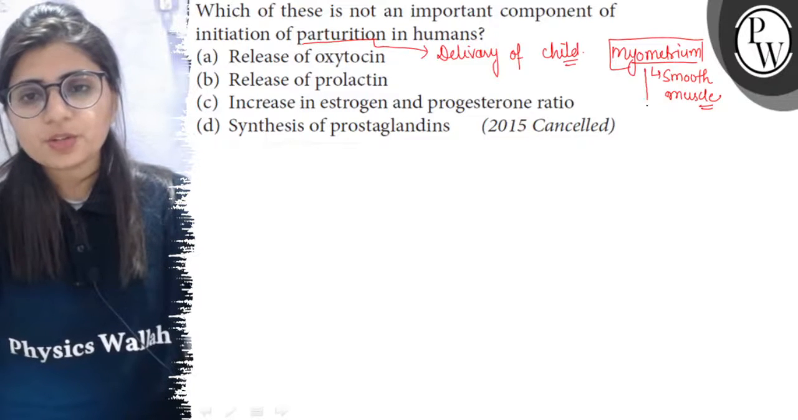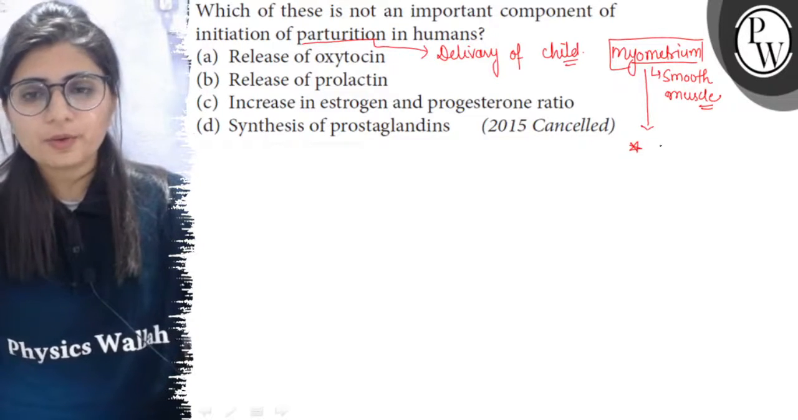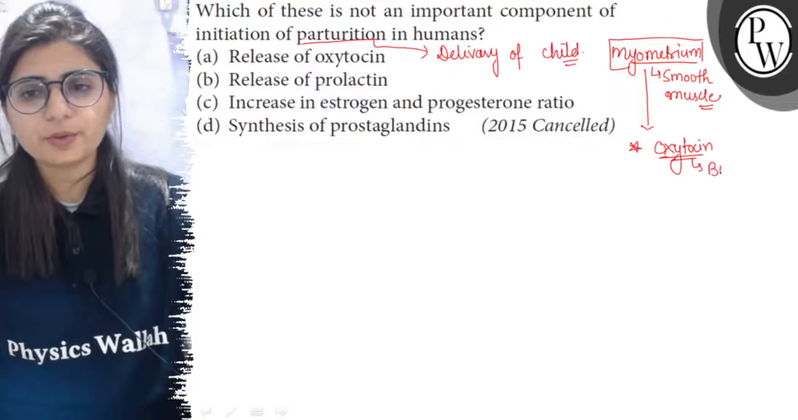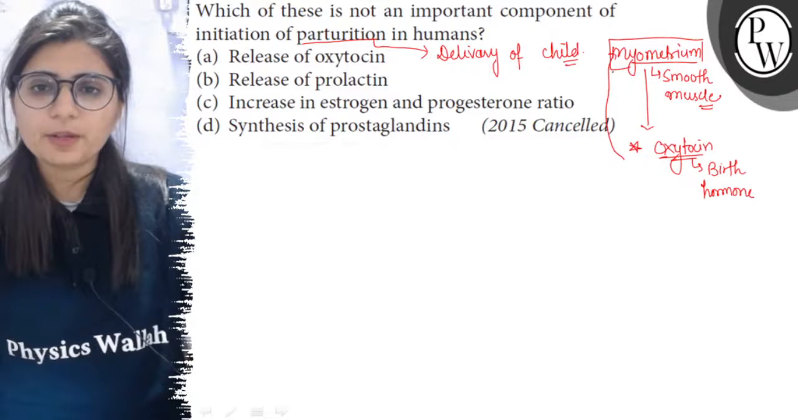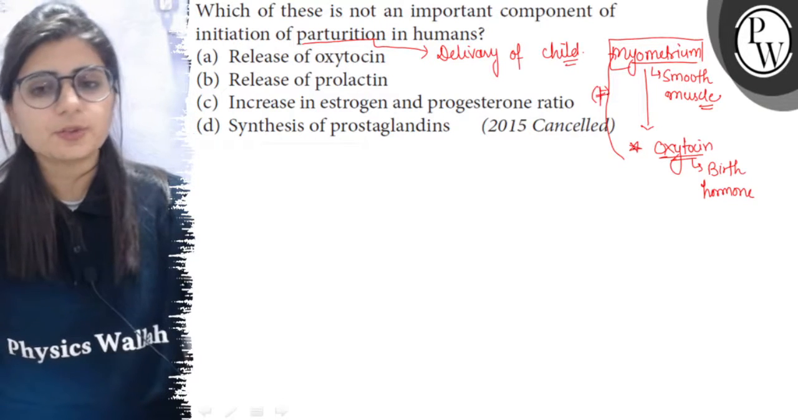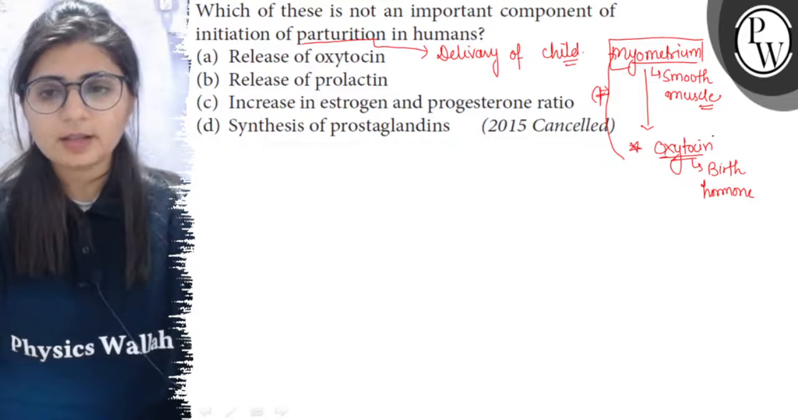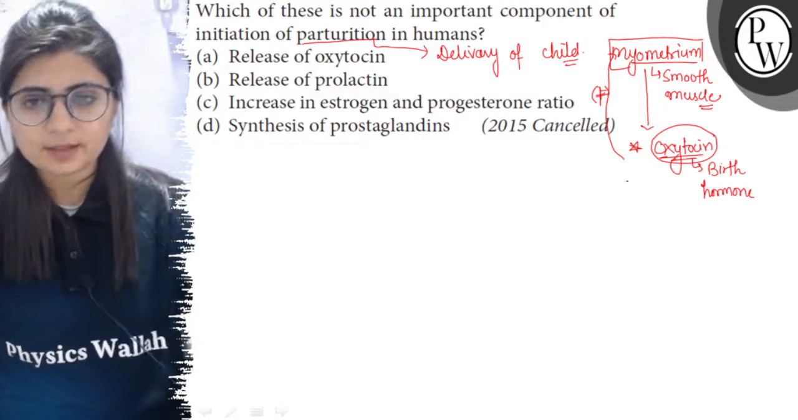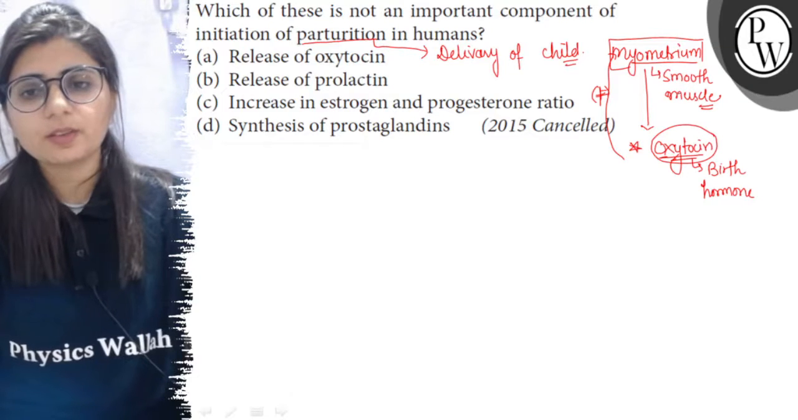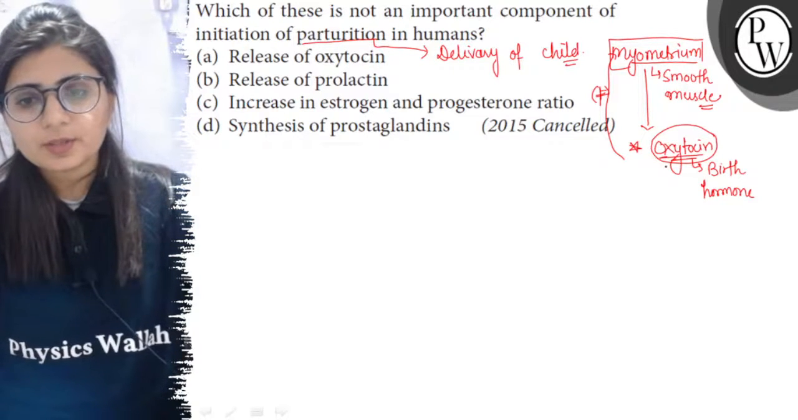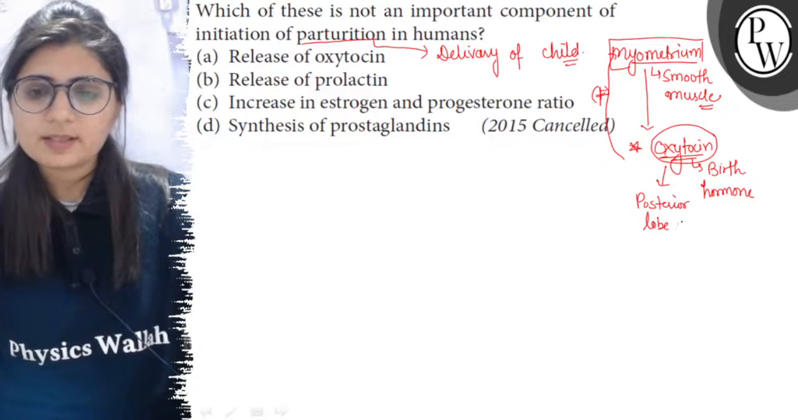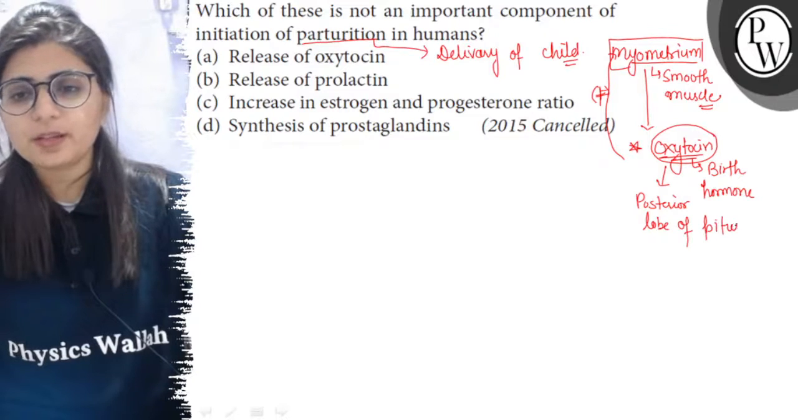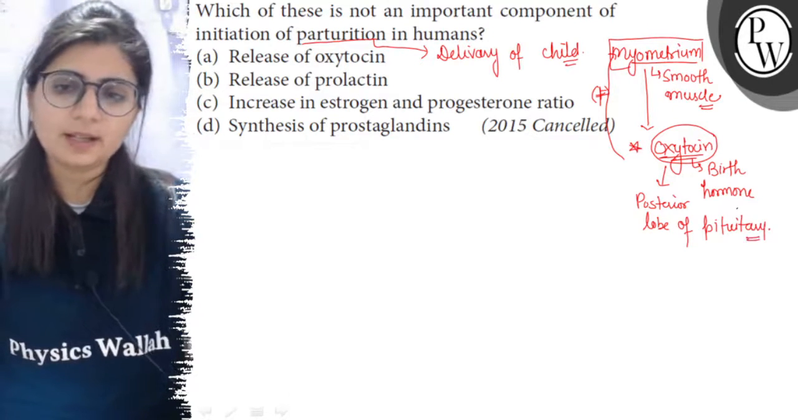Now for the contraction of myometrium, the principal hormone required is oxytocin. This oxytocin is also known as the birth hormone, as it causes the contraction of myometrium, which is responsible for the parturition. During delivery, the level of oxytocin is very high in the mother's blood. This oxytocin is released from the posterior lobe of pituitary, and it is stimulated by the fully mature placenta and fetus.